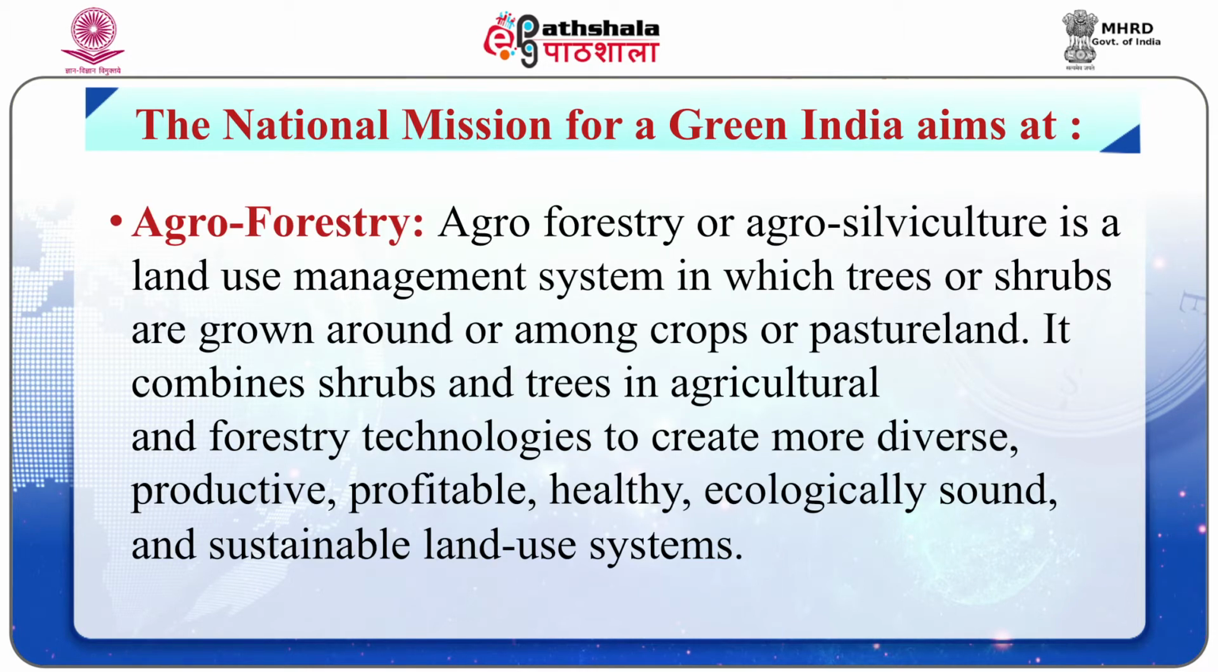Number 2, agroforestry. Agroforestry or agro-silviculture is a land use management system in which trees or shrubs are grown around or among crops or pasture land. It combines shrubs and trees in agricultural and forestry technologies to create more diverse, productive, profitable, healthy, ecologically sound and sustainable land use systems.